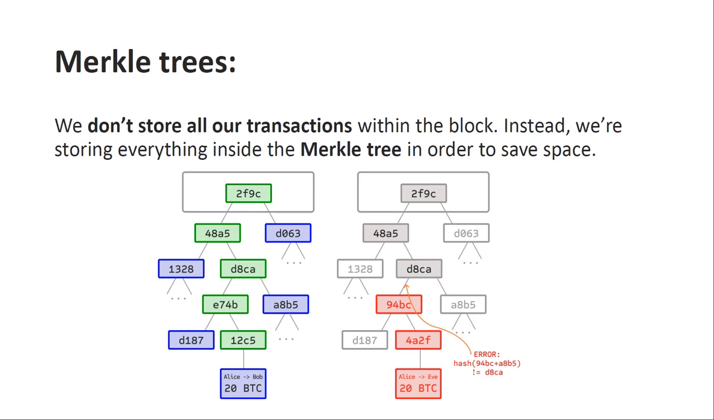next slide, it's called Merkle trees, and these trees are very important, because we don't want to store our transactions within the same block. Instead, we are storing everything inside the Merkle tree because we want to save space. And a Merkle tree is a binary tree where each node is just the hash of its children.